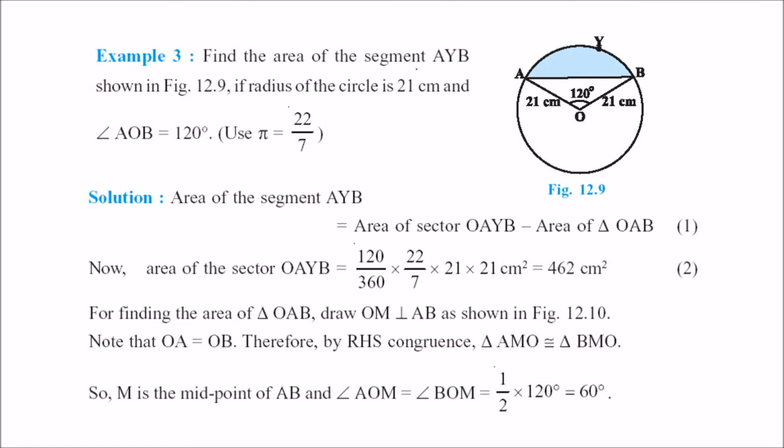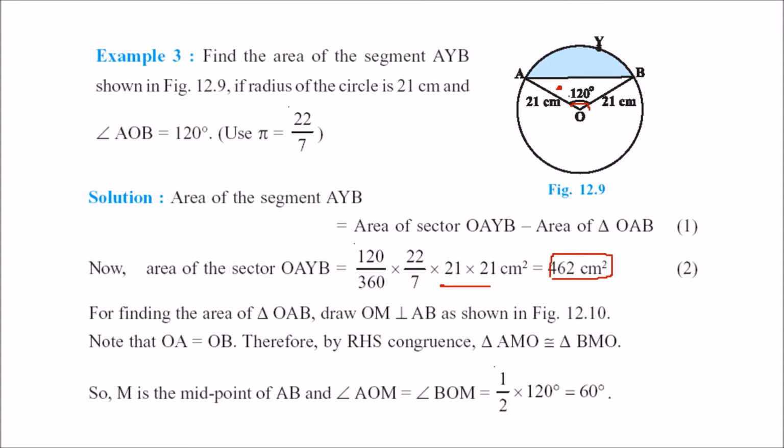Now you have to find the area of the segment AYB, this blue region, if the radius of the circle is 21 and angle AOB is 120 degrees. So if we have to find this region, we have to find the area of the sector first, and then subtract the triangle from this sector. The area of sector we already know: theta by 360 into pi r square. Theta is 120 degrees. Just place it here. Theta by 360 into pi r square, you get 462 centimeters square.